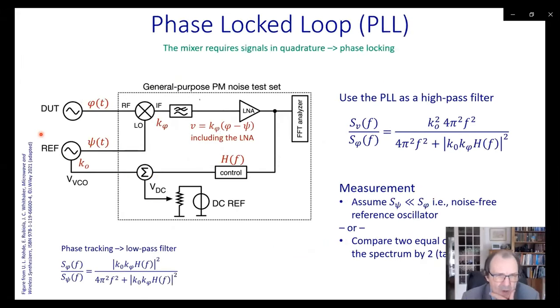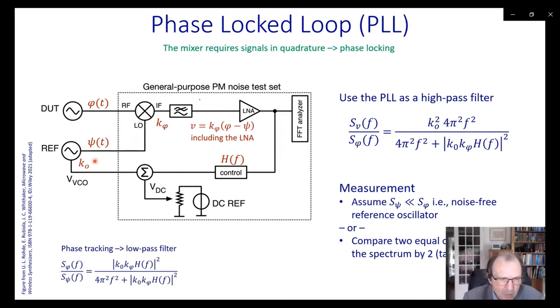Now, when you want to measure an oscillator, you use the mixer with the PLL. You need a PLL because the mixer requires the quadrature condition. So, on average, the reference oscillator tracks the oscillator under test, and you get a fluctuation here, and the fluctuation drives the control. You have a DC voltage to adjust the working point of the reference, and that's it. The PLL used in this way is actually a high-pass filter, because here you have the faster fluctuations that are not eliminated by the feedback.